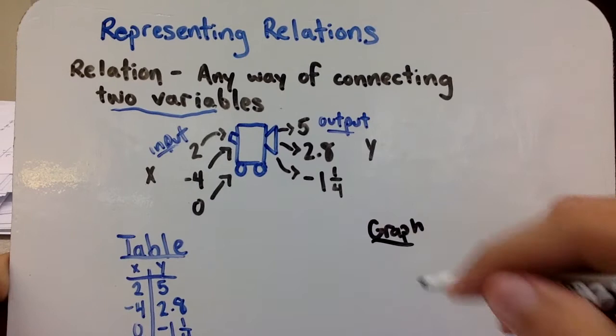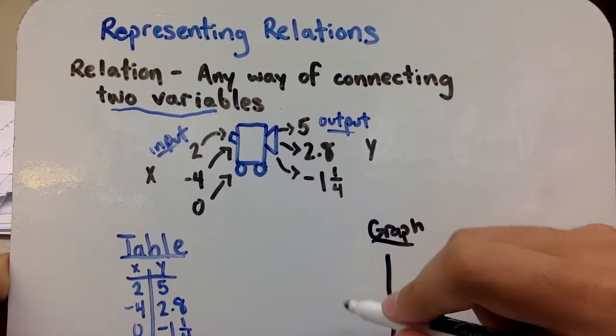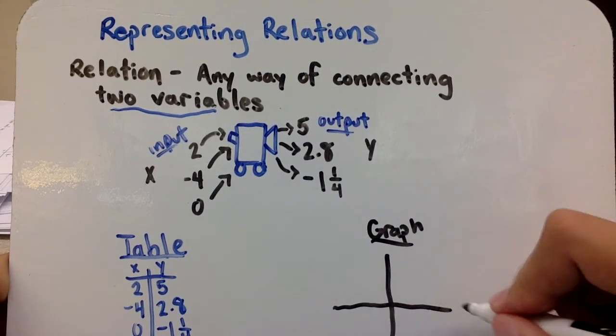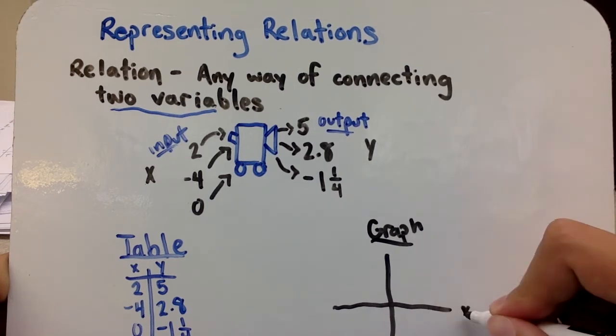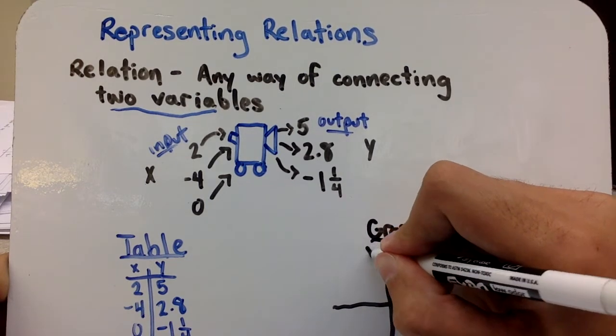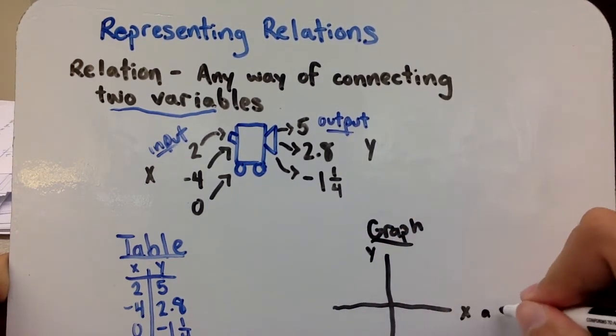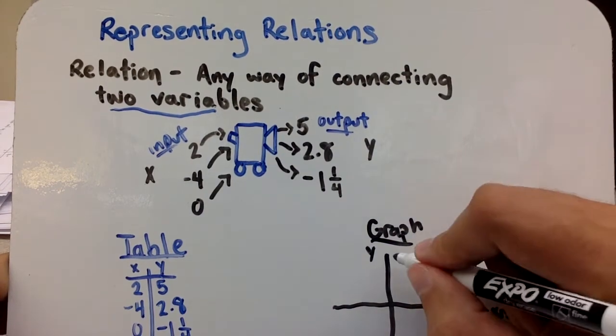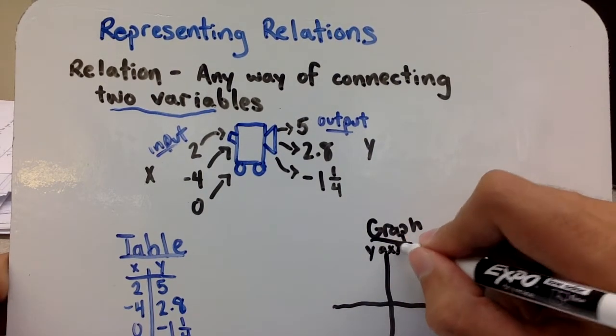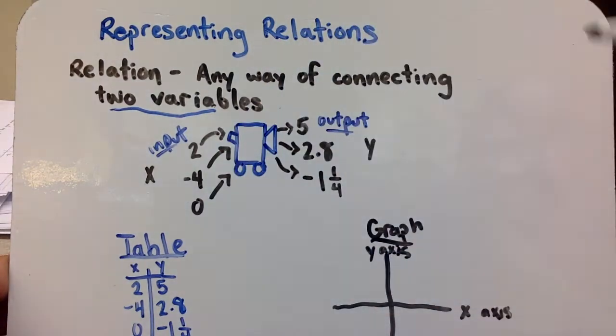So when we make a graph, we're talking about our good old coordinate axes right here. Mine are a little bit wobbly. Hopefully yours look nicer. But we have the x-axis, and we have the y-axis. And we're just going to plot these points right here, same ones that are in the table, on a grid.